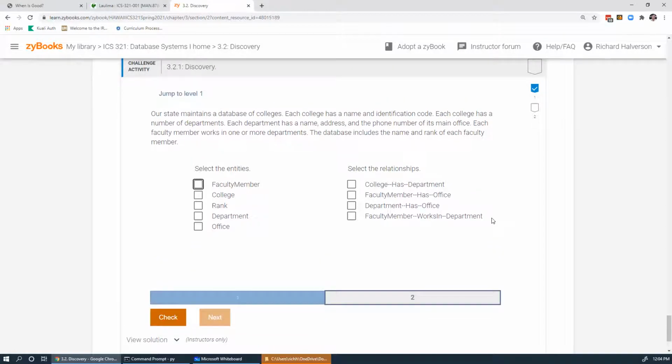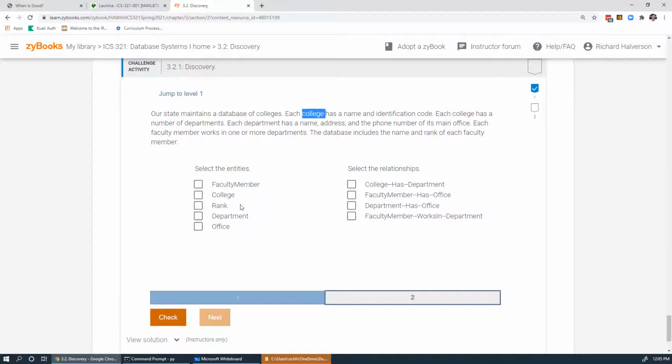State maintains a database of colleges. Each college has a name and an identification code. Each college has a number of departments. Each department has a name, an address, and a phone number of its main office. Each faculty member works for one or more departments. The database includes the name and the rank of each faculty member. Okay, it sounds like the state maintains a database of colleges.